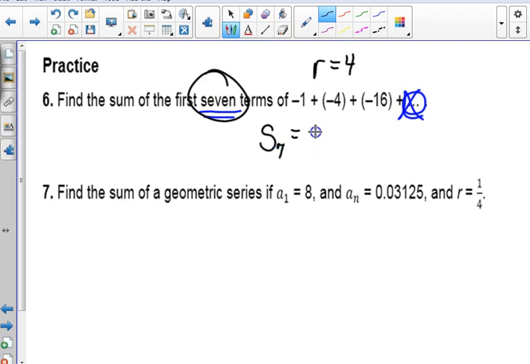You take the first term, which is what? -1 times 1 minus r, which is 4 to the 7. It's not n minus 1. All over 1 minus 4. You don't need it this particular time, but I always practice putting those extra parentheses there.